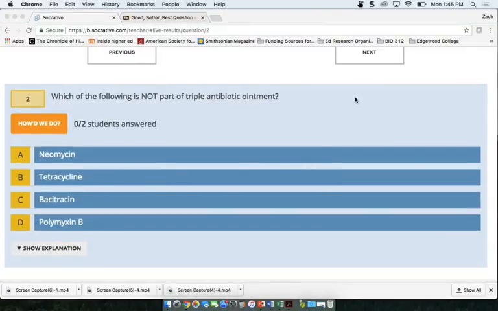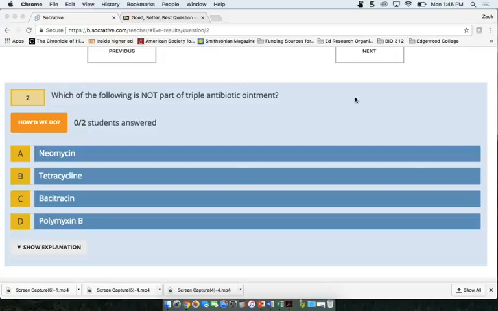Which of the following is not part of triple antibiotic ointment? Neomycin, tetracycline, bacitracin, polymyxin B. What's another name for a triple antibiotic ointment? A brand name. Neosporin. So neomycin is definitely in there. That one is a broad spectrum drug.